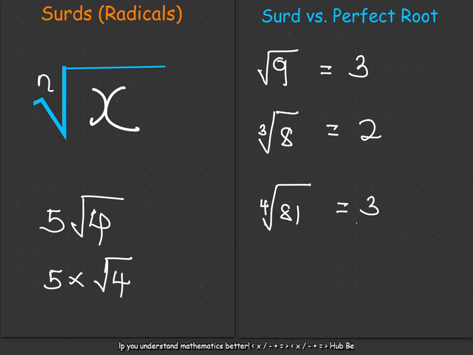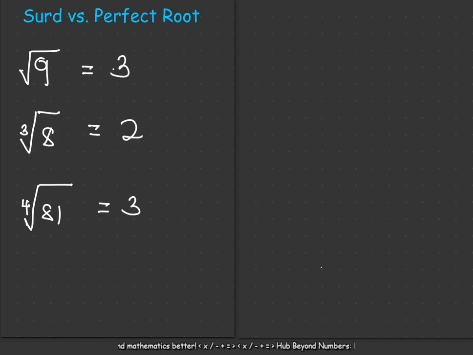Our 3. Now, all these that we are actually solving for are giving us answers that are rational. We call them perfect roots. So, as we are looking for their roots, they are giving us rational numbers. Hence, we call them perfect roots.